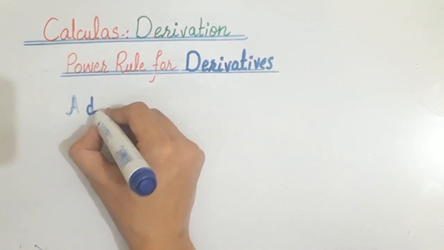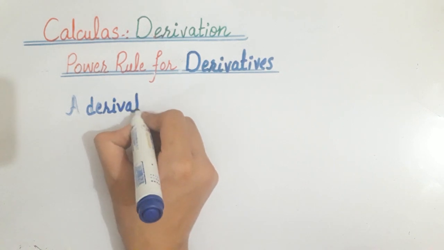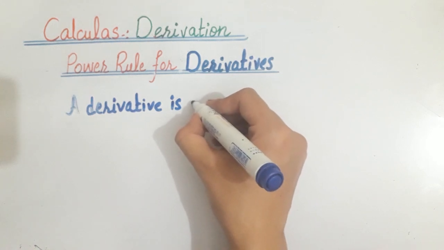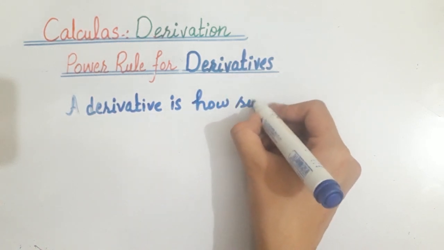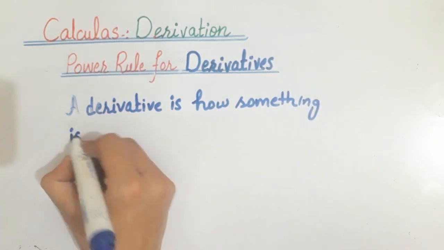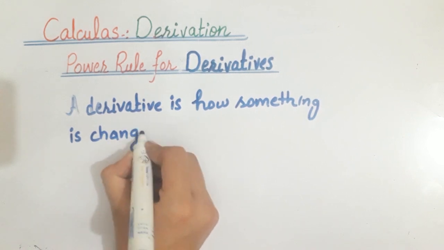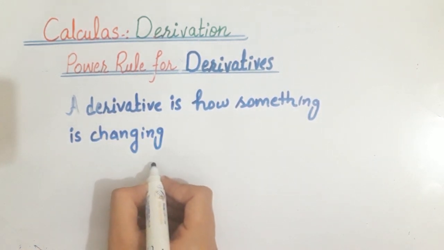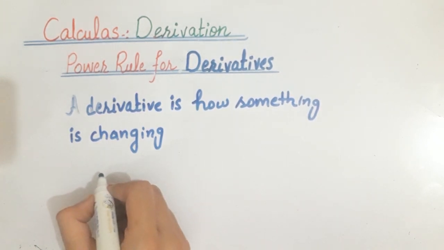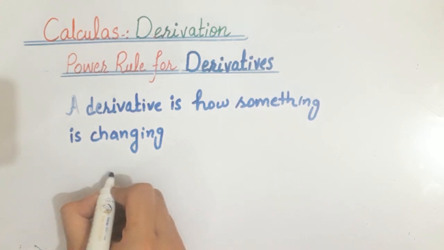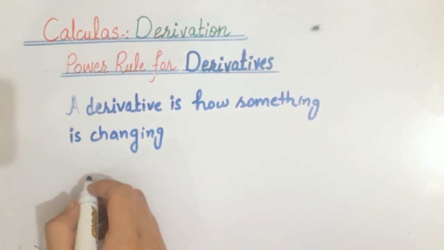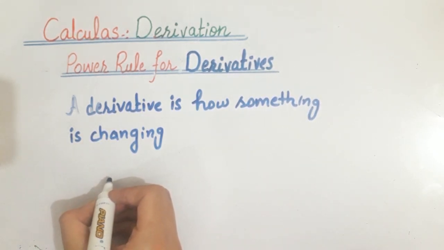A derivative is how something is changing, like how a car is moving, how quickly the height of a ball changes, or how steep a graph is at a certain point. If you want a full explanation of what a derivative is, I covered that in detail in my previous video. You can find it in the description.